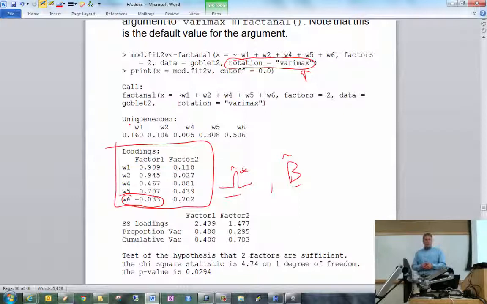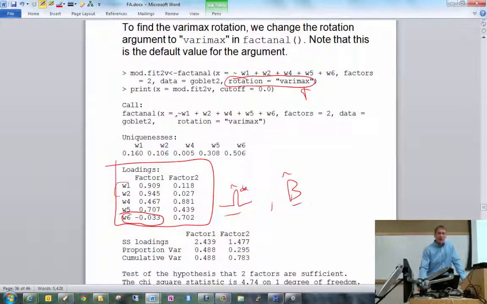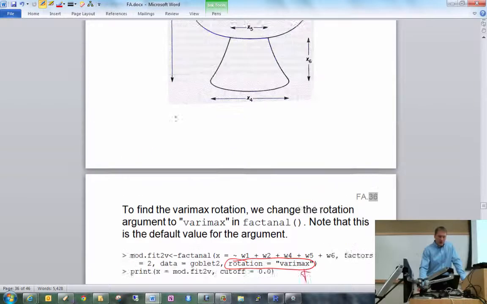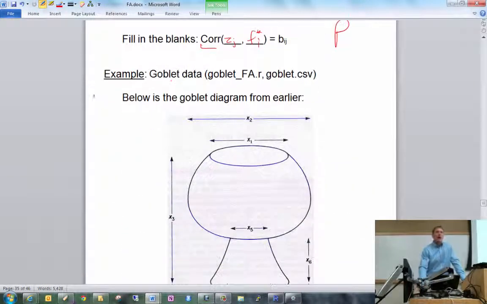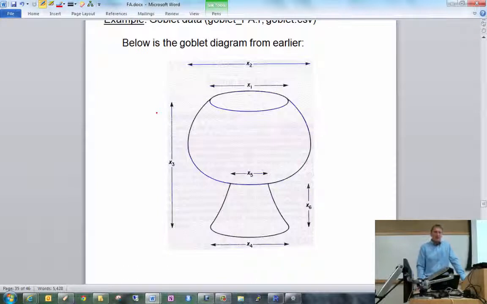How about common factor number 2? How would you interpret that? Without hopefully looking at my notes, which has the answer in it on page 38. Don't look. How would you interpret common factor number 2? Notice I have very small values for W1 and W2, so that's good. We can essentially ignore them. And we just have W4, W5, and W6. So common factor number 2 represents what? Essentially the base. This is a little bit easier interpretation than what we had previously with the original factor analysis model.